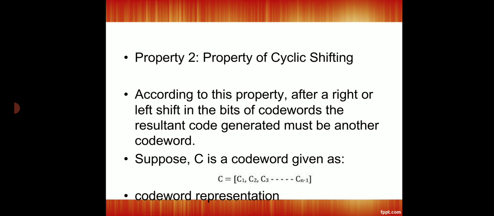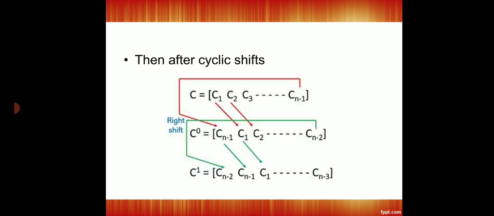So suppose C is a code word, C equal to C1 to Cn, then its code representation should be in the form C equal to C1 to Cn minus 1. Then after the cyclic shift changes, this n-1 can either be moved to the left or it can be moved to the right. So here is the process that is shown in the right shift.